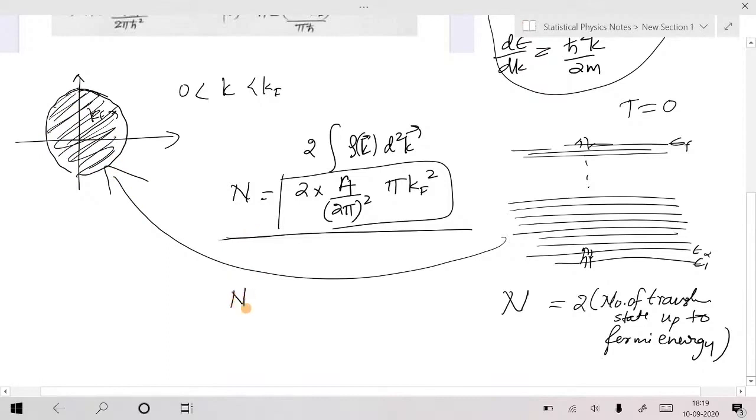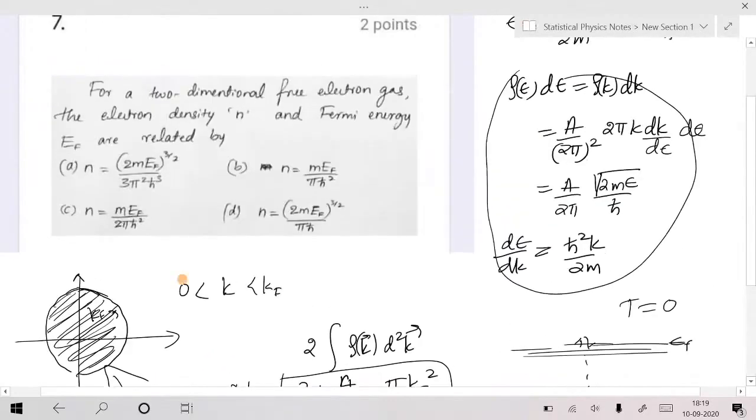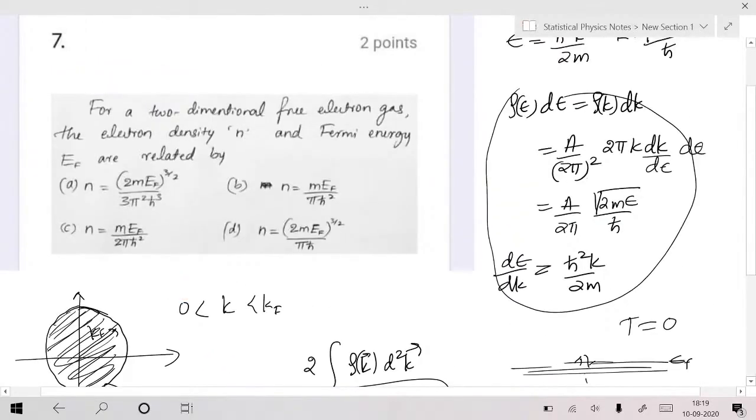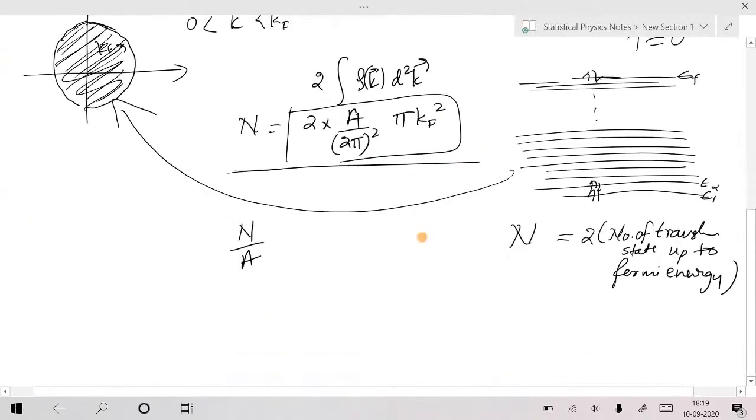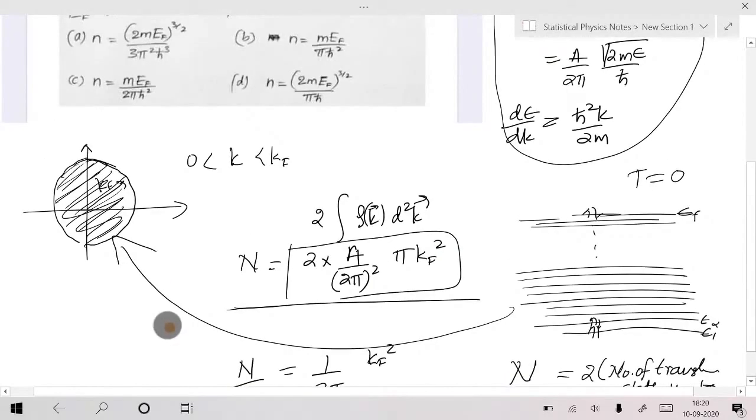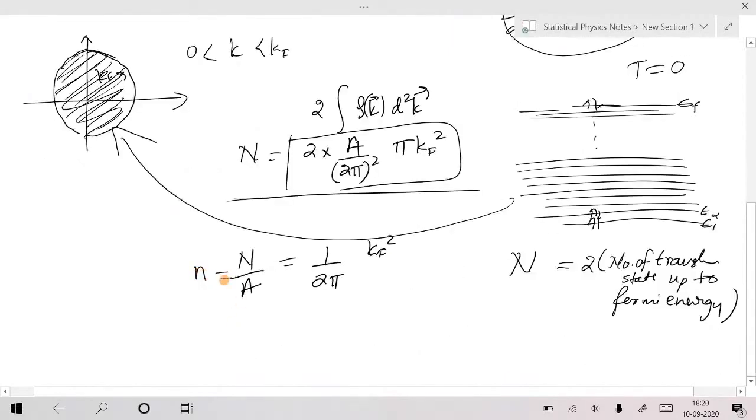Now n by A, this is the density. Again I told you density need not always be per unit volume. In this question, this n by A is called the density. Don't think about how to define density. He said 2 dimension. Electron density means electrons per unit area. Here 2 pi square is 1 by 2 pi, and kf square will remain. Now what you need is actually n only. This is nothing but n, whatever he talked about. n is equal to 1 by 2 pi into kf square.